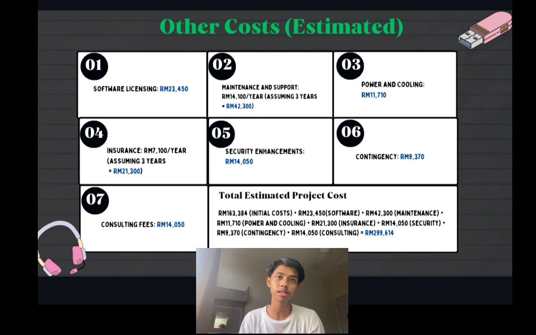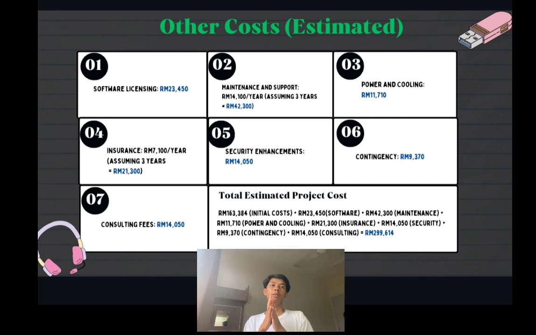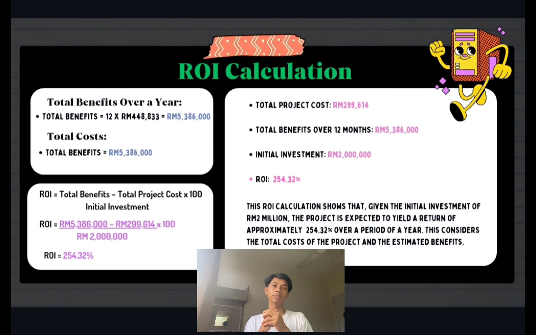For consulting fees, we need to provide it because we need the network design for our project, so that the client will be satisfied with our project. The cost is 40,050 ringgit. Estimated project cost is 299,614 ringgit.